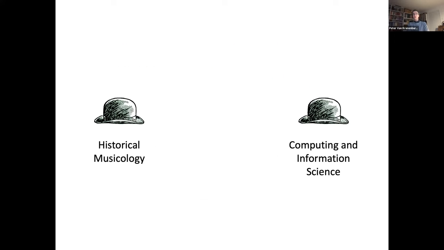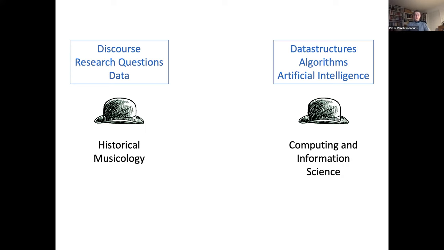Let's start with that. So I like to think of this in terms of hats you can wear. Like there is a historical musicologist and there's a computer scientist. Of course, in reality, these can be combined within one person, but that's very rare, I think. So most of the time, these are different people, but let's say these are hats you can wear. So musicology has its own discourse, its own research questions, its own data, its own methodology. The same, of course, is for computer science, in which data structures, algorithms, computing theory is developed.